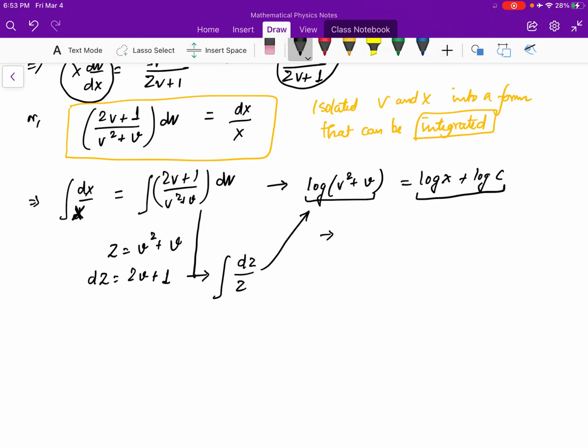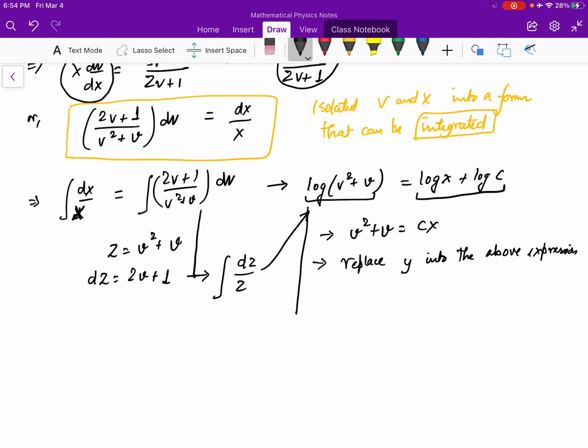Now we need to resubstitute back the expression of y. So v square plus v, if we turn off the logs, we see that that is equal to cx, following the usual logarithmic property. And then I just draw a line over here. This is the result that we are looking for. Now replace back y into the above expression, right?